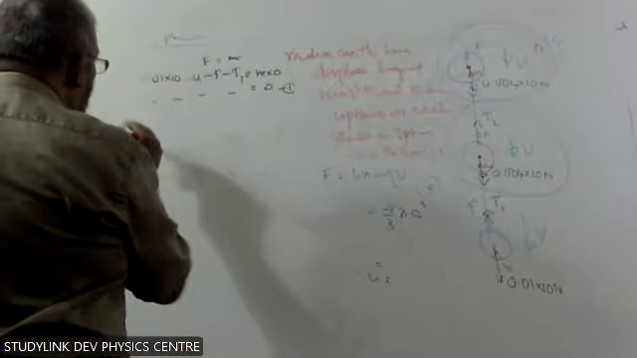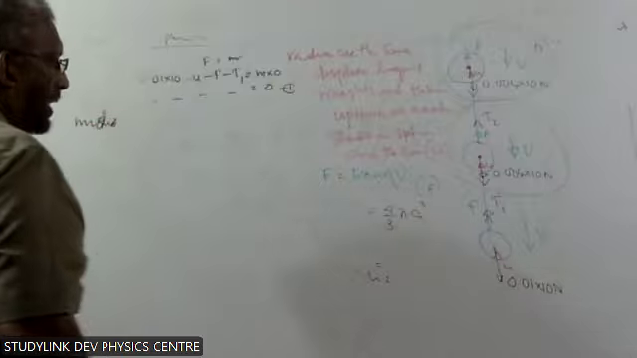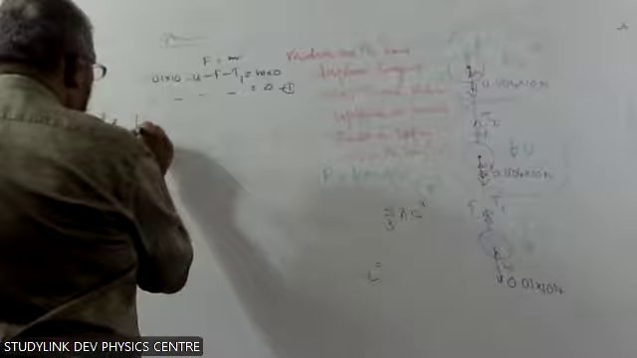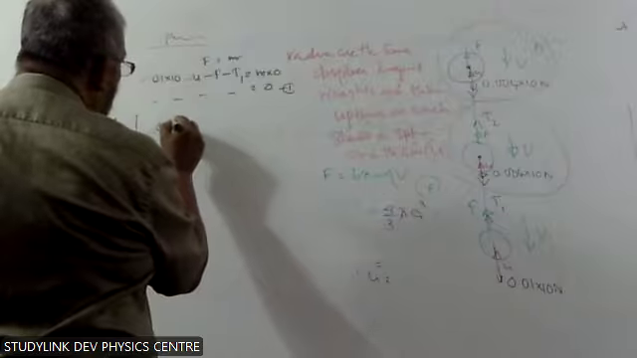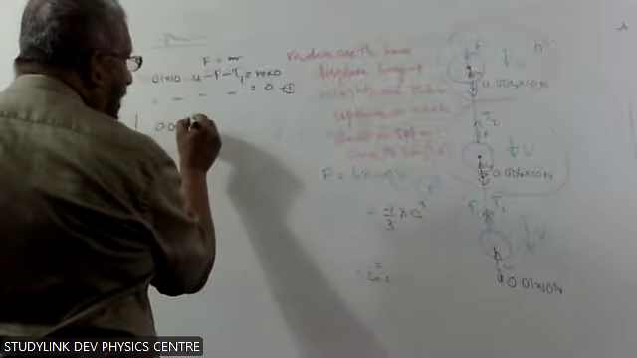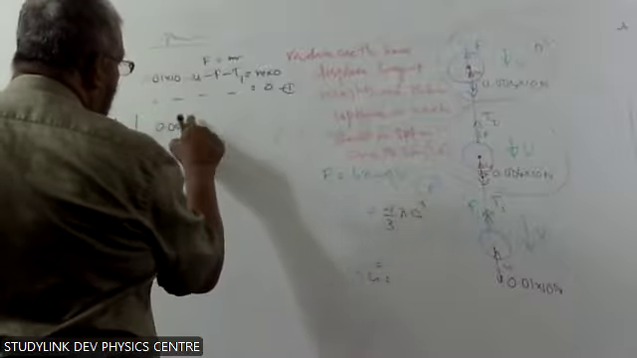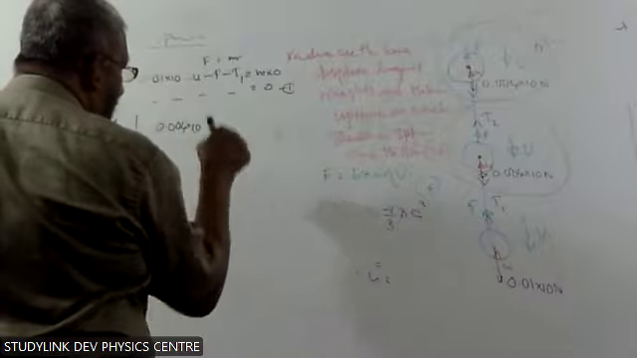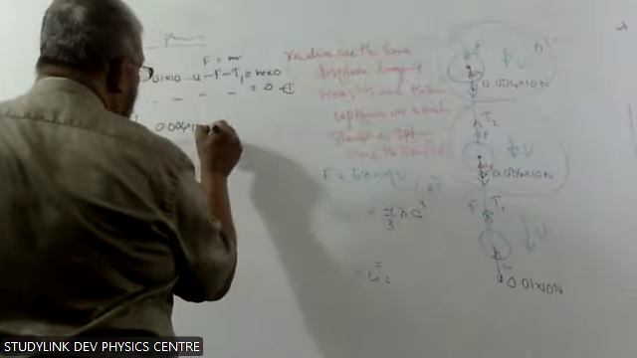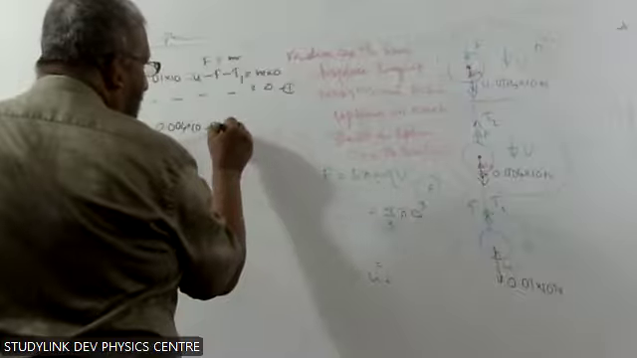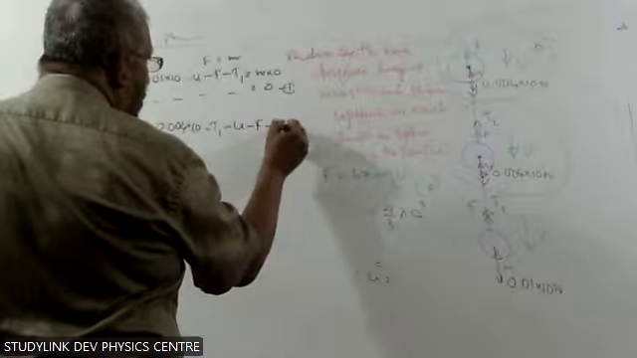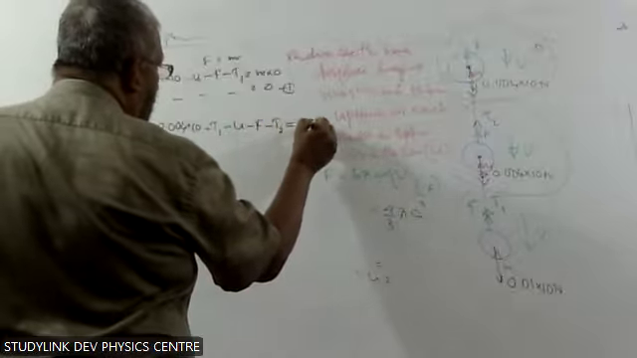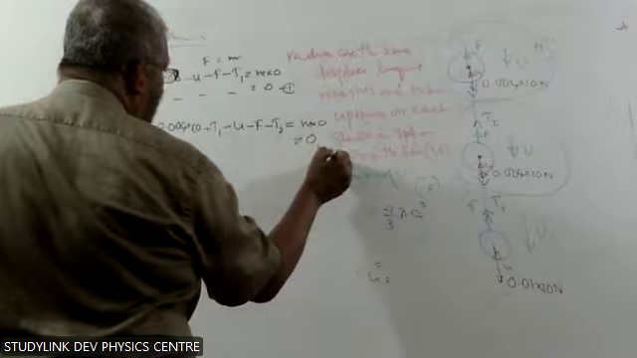For the middle one, the middle shell, then write middle shell. Again, downwards, we are applying. There the weight is 0.004 into 10. Here T1 is downwards on this. Then plus T1 minus U minus F minus T2 is equal to M into 0. Second equation.